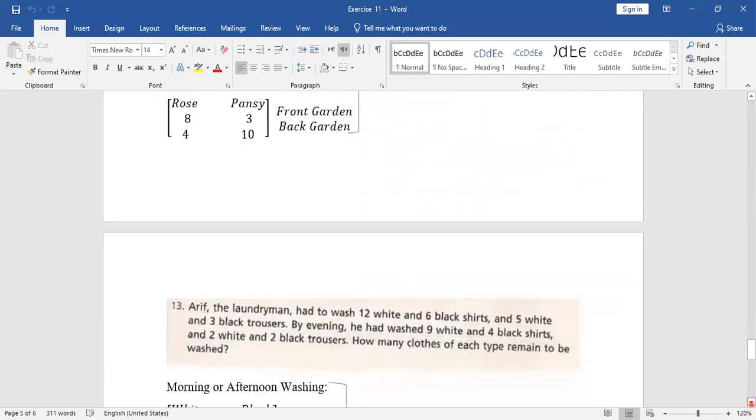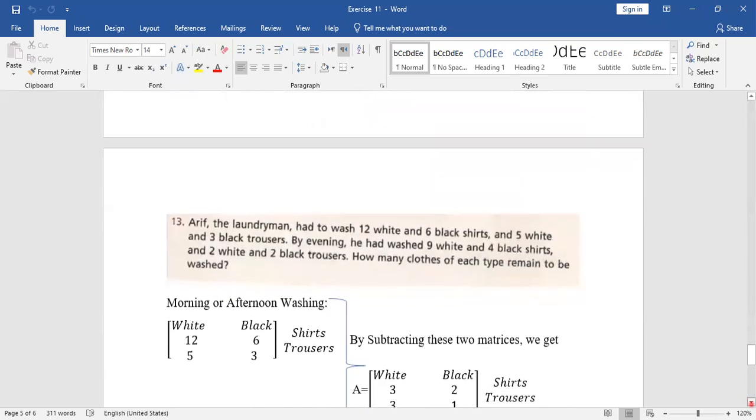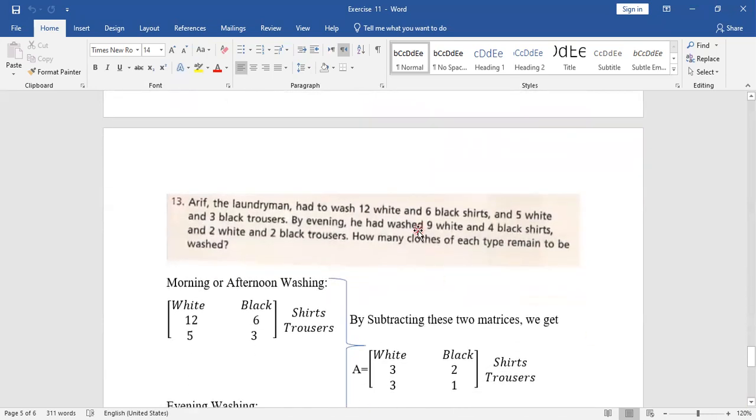Now this is 13 question. Arif, the laundryman, had to wash 12 white and 6 black shirts. What we have to underline, 12 white and 6 black shirts, and 5 white and 3 black trousers. Now shirts are there and trousers are there. By the evening, he had washed 9 white and 4 black shirts and 2 white and 2 black trousers. How many clothes of each type remain to be washed?